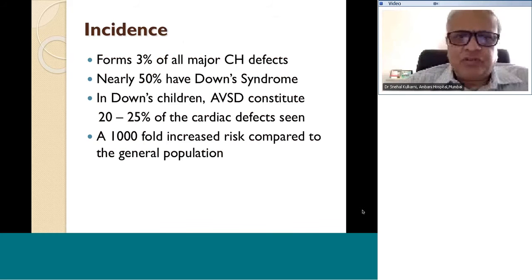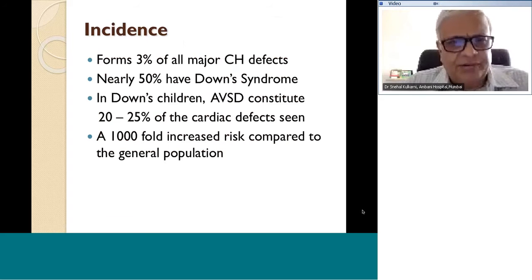Most of them have got Down syndrome, nearly 50%, and in Down's children, AVSD constitutes a host of cardiac defects, close to a quarter of them. And if you compare that with the general population, it's nearly a 1,000-fold increase compared to the usual congenital heart defects in normal children.